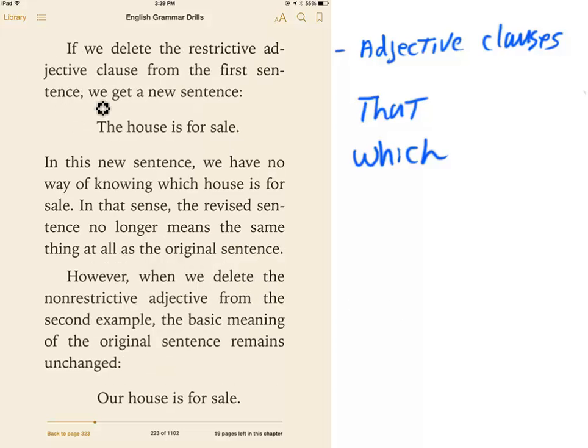Okay. If we delete it, for example, the house is for sale. We've already said that we don't know which house is for sale. So that was an essential, a restrictive clause, right? And in this one, we said it was non-essential, non-restrictive, because our house is for sale. Even without knowing where the house is, we still know whose house is for sale, which house is for sale. Okay, so that's what we call the non-essential.